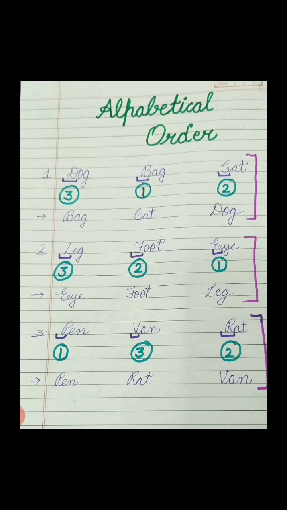Now I'll ask you, what is the uppercase letter in bag? Tell me. Very good. B. And what are the lowercase letters? I'm waiting. Tell me. A and G. Well done. Now the third word is cat. What is the uppercase letter in cat? C. Very good. And the lowercase letters are? Come on, tell me. Very nice. A and T.